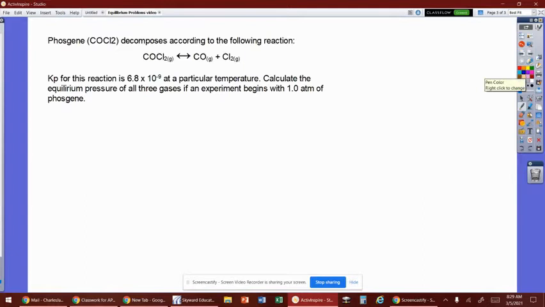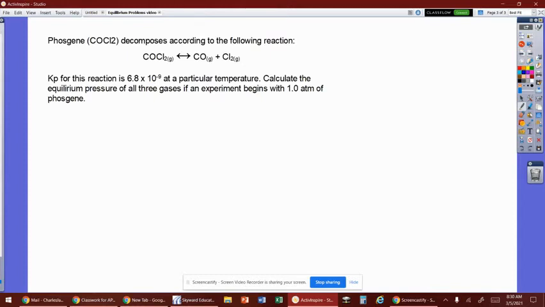All right, here we go. One more example of equilibrium problems and working with ICE tables. In this particular case, phosgene, COCl2, decomposes according to the following reaction, which you see there, and all ones in terms of our coefficients, so not too complicated in terms of coefficients.